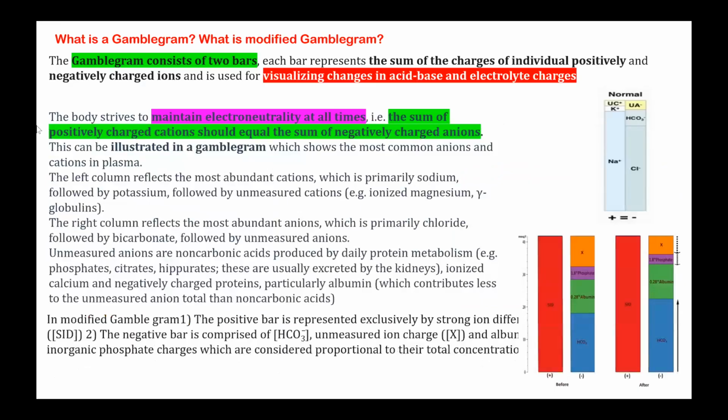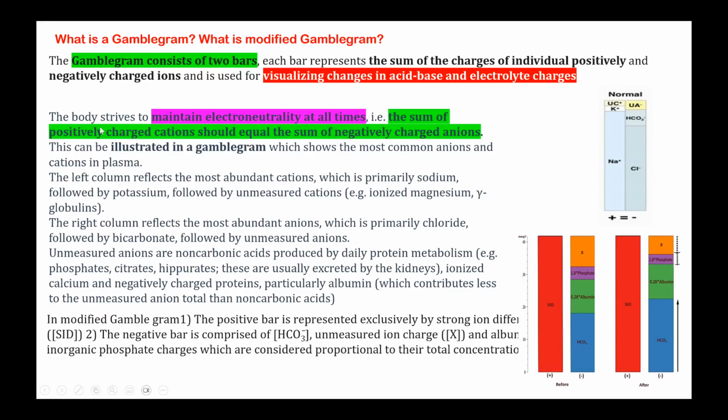No, sir. So the Gamblegram is nothing but a bar picture which most of you would have seen in the books. It consists of two bars which represent the sum of the charges of individual negatively charged and positively charged ions. Just by looking at the Gamblegram picture, you can say what is the acid-base nature, whether it is acidosis or alkalosis, and if it is acidosis, whether it is normal anion gap acidosis or high anion gap acidosis.